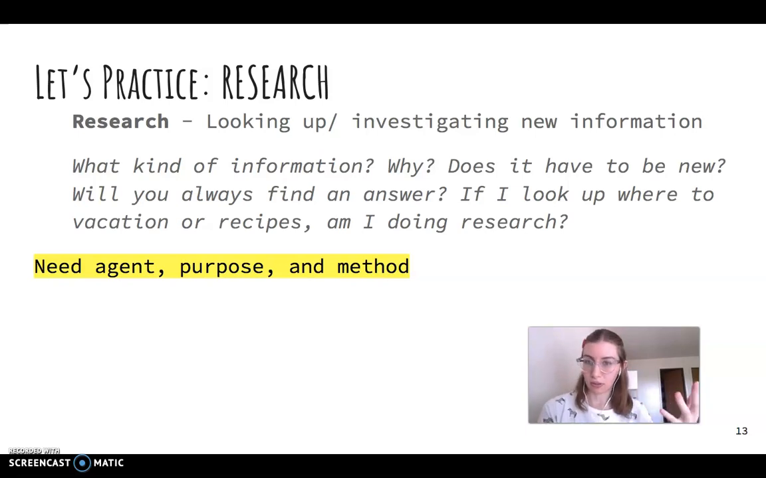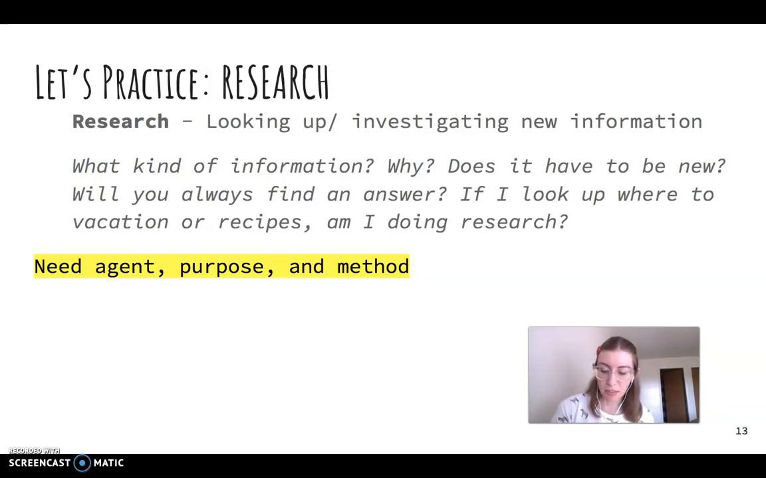As someone with the mindset of a critical thinker, I'm asking, okay, if I'm looking up new information, what do you mean by information? What kind of information? Why are we looking up information? Does it have to be new? Why can't I look at old stuff? Am I looking up for an answer? If I look up a recipe, is that considered research? There's a lot of things that aren't entirely clear with this definition.